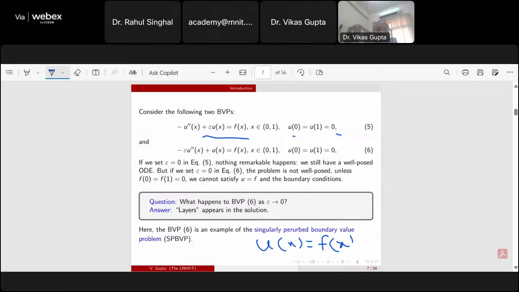So to tackle a singularly perturbed problem, you need to construct layer-adapted meshes, and on those you need to apply the numerical methods. In general, it is very difficult to tackle the singularly perturbed problem, and it is a very active area of research nowadays. But in this lecture, I am focusing only on the two-point regularly perturbed boundary value problem. On some other occasion, I will discuss the singularly perturbed problem.